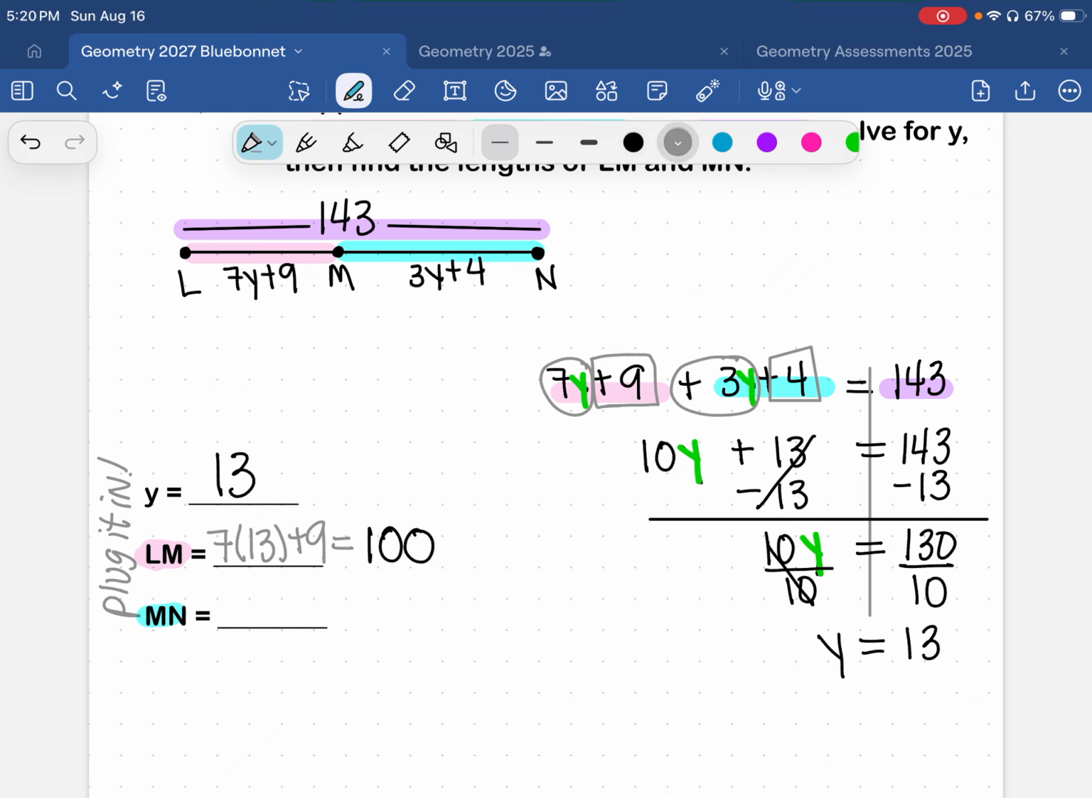I'm going to do the same thing with MN. 3 times 13 plus 4. My calculator knows that those parentheses are the times, and it'll do it for me for an answer of 43.